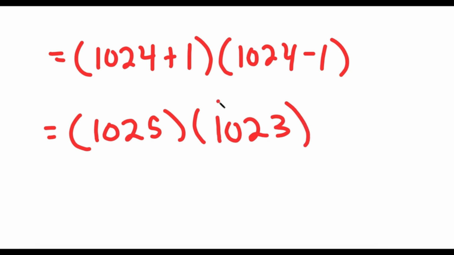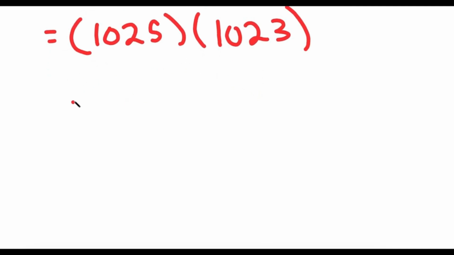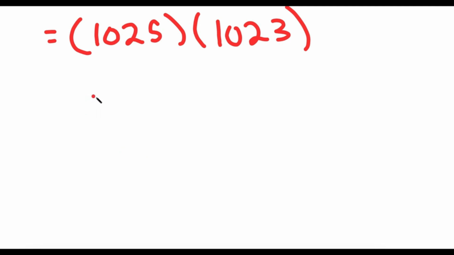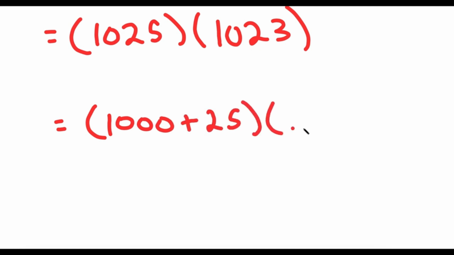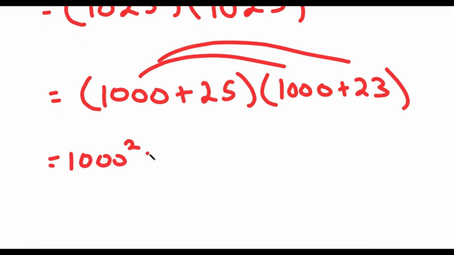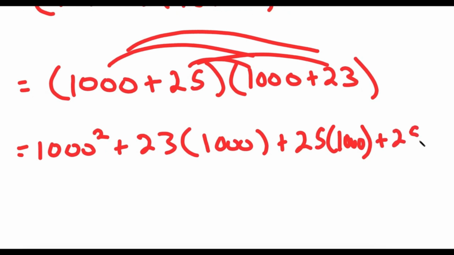So now I have 1025 times 1023, and to multiply these two, I'm not just going to do it using the basic multiplication method because this takes way too long. Instead, what I'm going to do is I'm going to rewrite this as 1000 plus 25 times 1000 plus 23, and now I can distribute my 1000, so I get 1000 squared plus 23 times 1000, and now I can distribute 25, so I get 25 times 1000 plus 25 times 23.